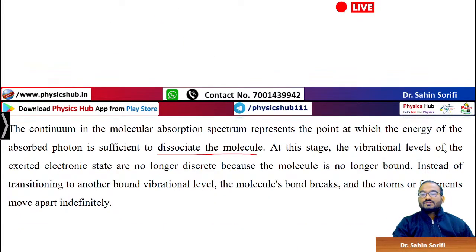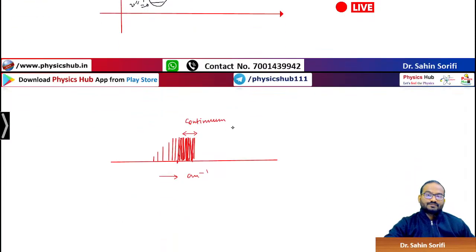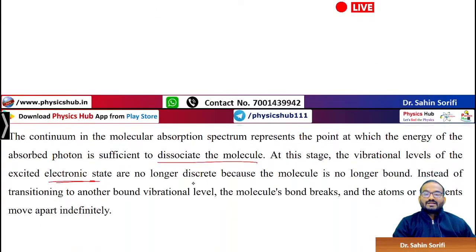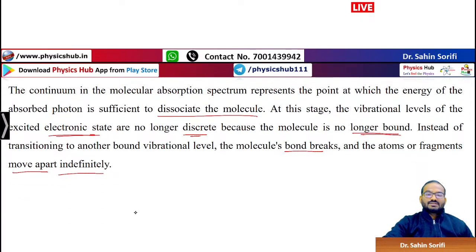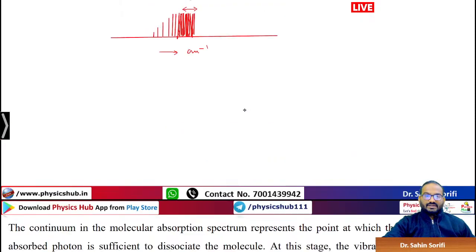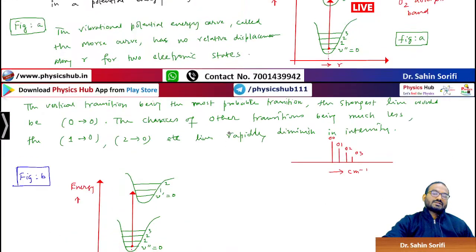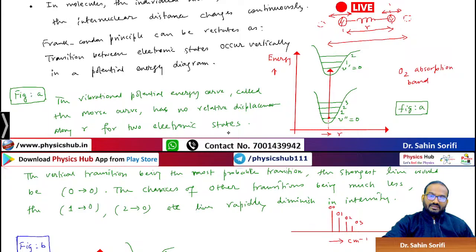At this stage, the vibrational levels of the excited electronic state, this is the excited electronic state, you can see are no longer discrete but continuum. No longer discrete because the molecule is no longer bound. Instead of transitioning to another bound vibrational level, the molecule's bond breaks and the atoms or fragments move apart indefinitely. So don't worry about this. You can just give it a read. Don't worry too much about it. It's a very advanced level thing, and we have not covered it yet.